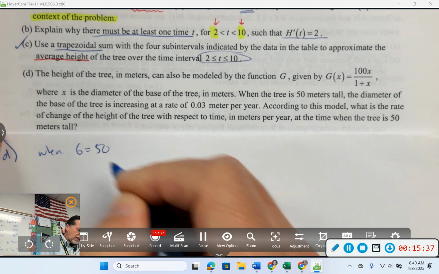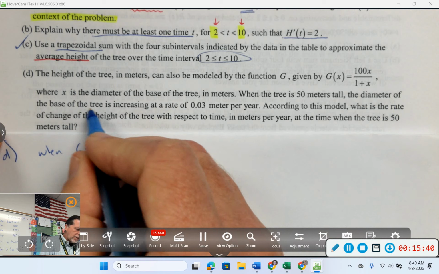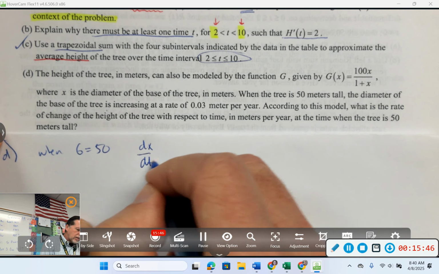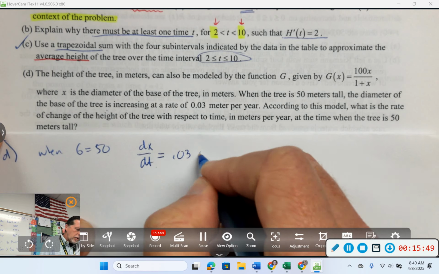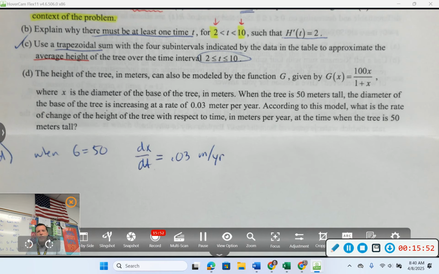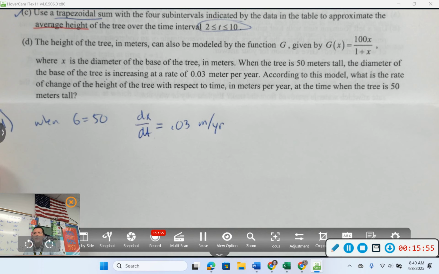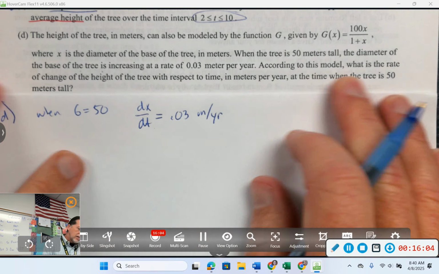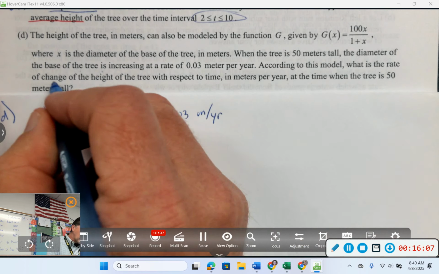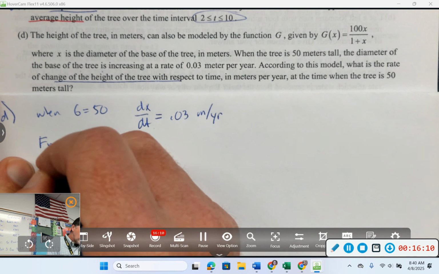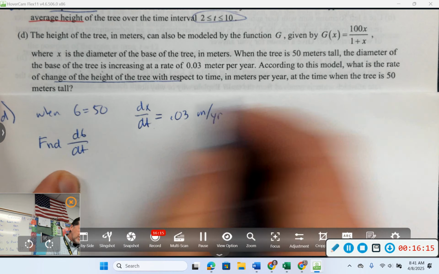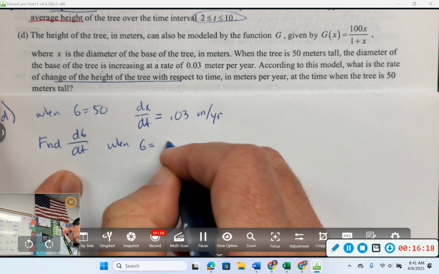So when G is 50, the diameter of the base of the tree is increasing at a rate, so dx dt, 0.03 meters per year. All related rates. There was a question on the free response question that had dx dt and dy dt. According to this model, what is the rate of change of the height of the tree? Find dg dt when g equals 60.